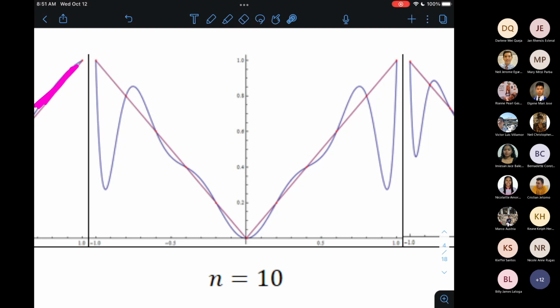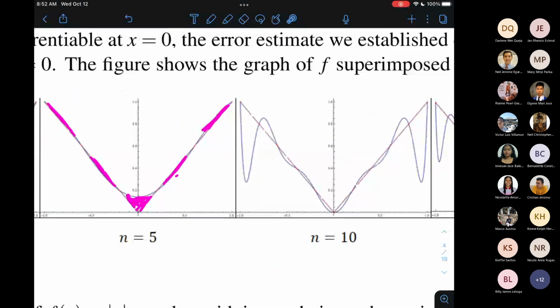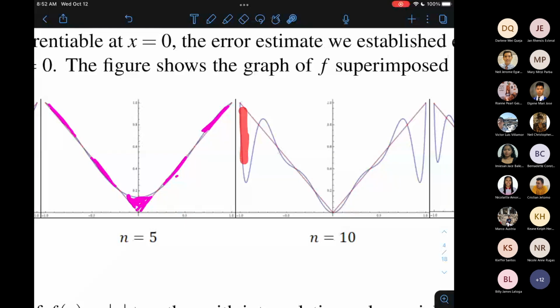yung interpolating polynomial ko rito, mas maganda kaysa dun sa interpolating polynomial na nakuha ko using only 5 points. Kasi mas madalas mag-intersect yung interpolating polynomial of degree 10 kaysa dun sa interpolating polynomial of degree 5, right? Pero i-compare natin yung errors o yung L1 norm ng error. Yung L1 norm error sa n equals 10 ay ito, right? So ito yung area nung region bounded by the two curves.